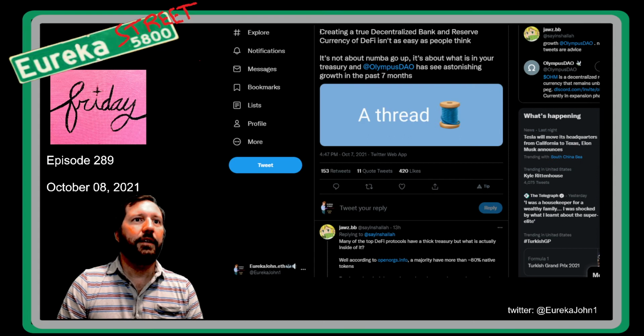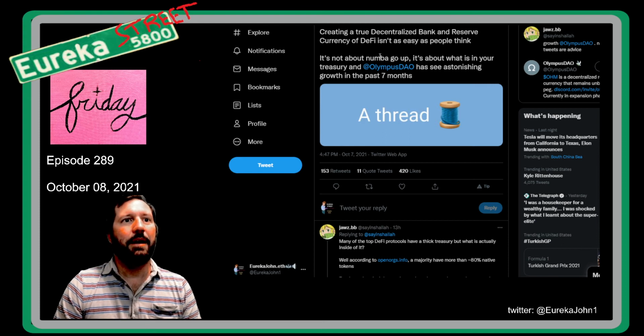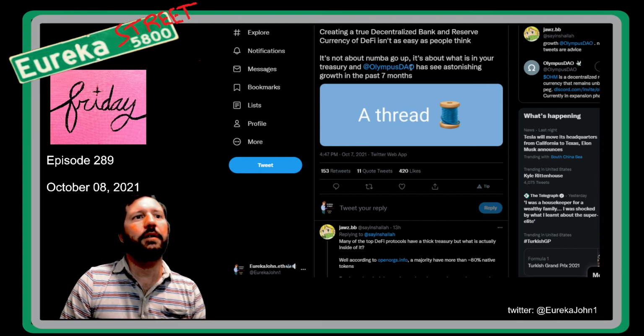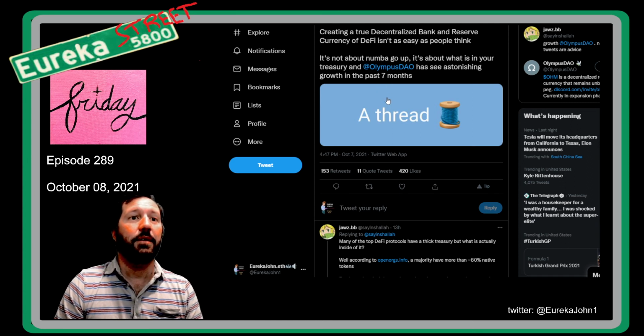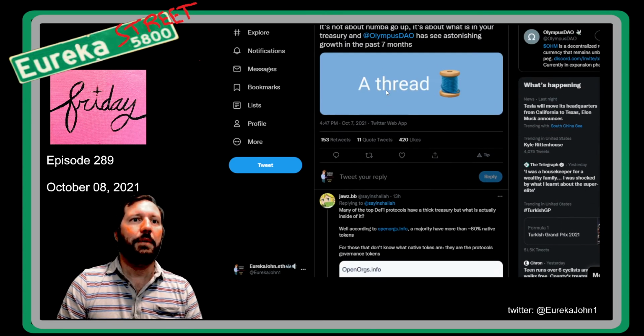And I saw this: creating a true decentralized bank and reserve currency of DeFi isn't as easy as people think. It's not about number go up. It's about what is in your treasury. And Olympus DAO has, I guess, seen astonishing growth in the past 7 months. Okay, so a thread. All right.